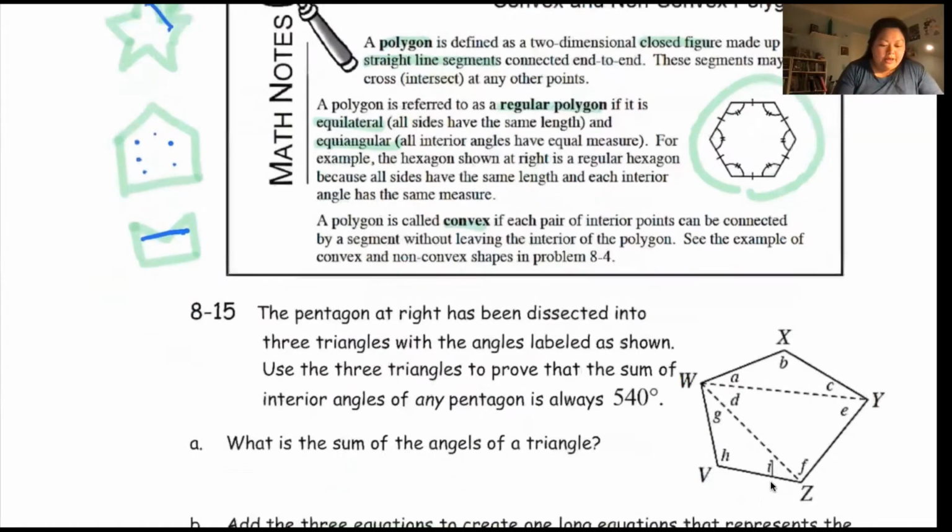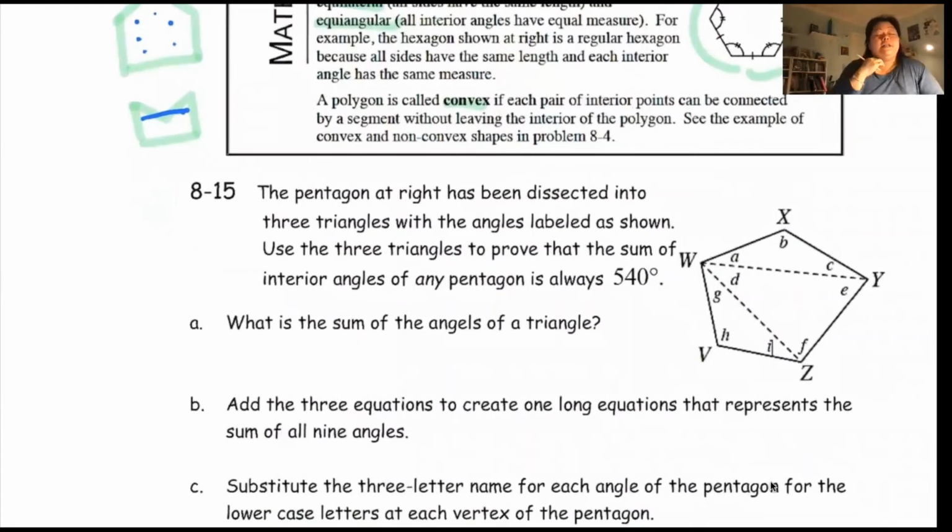Okay, all right. So we're going to explore these polygons, these multiple-sided polygons, and look at the sum of the interior angles. Right, there's a lot of inside angles, and how can we figure out what they all measure and what's the sum? What do they all add up to? Right, adding them all up. So it says, the pentagon at the right has been dissected into three triangles with the angles labeled as shown. Use the three triangles to prove that the sum of the interior angles of any pentagon is always 540, right? So how do I do that?